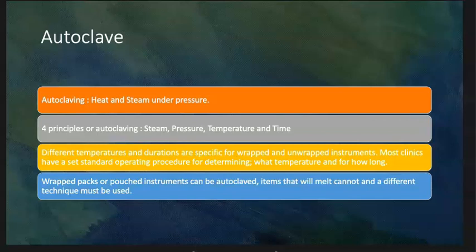Paper plastic peel pouches that are heat sealed have a 1-year shelf life, and plastic peel pouches that are heat sealed have a 1-year shelf life.